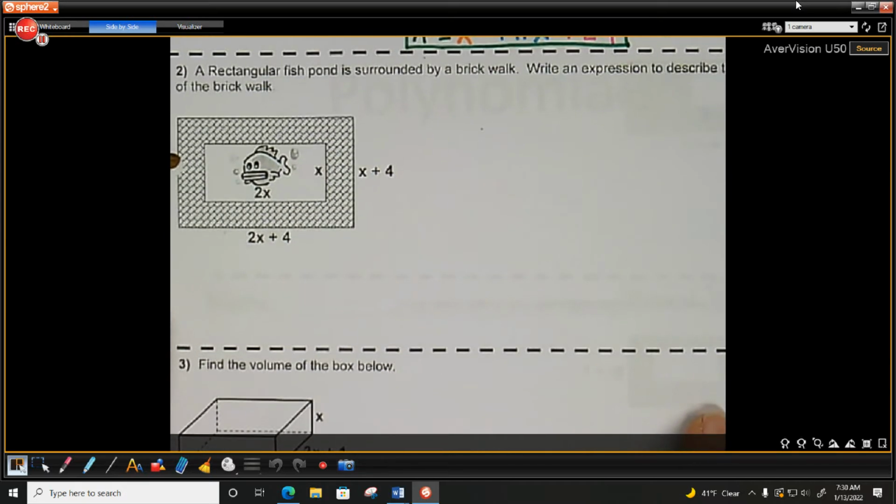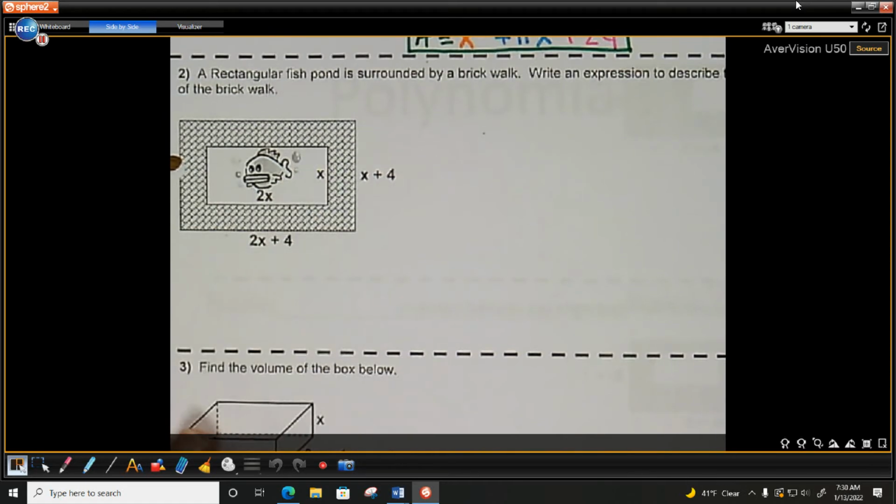Next one. Read this for me, please, Ben. Very good. So this one's a little tricky. We want to find the area of the brick wall. What do you think we need to do? Multiply what, though? Because I have this small rectangle and I have this big rectangle. So I'm going to multiply the small rectangle. Is that going to give me, though, the area of the brick? No, that's the area of the pond. Okay?